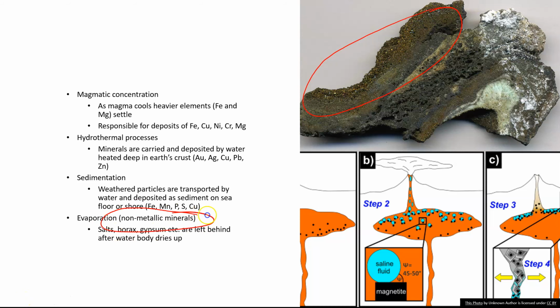For some of our non-metallic minerals like salt, borax and gypsum, those are relatively soluble in water, and so as the water evaporates and leaves the dissolved materials behind, we can get a high concentration of a salt or borax or gypsum. So those are some of the processes by which mineral formations with high concentrations of a particular mineral might form.